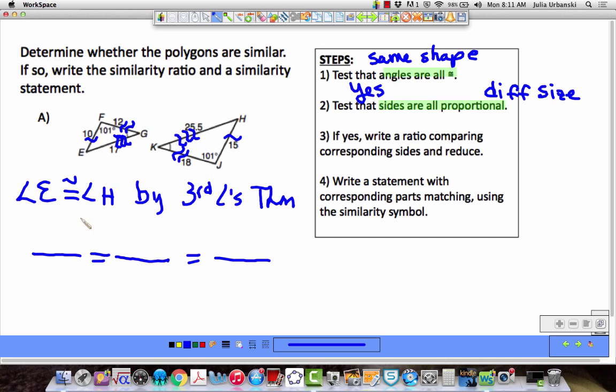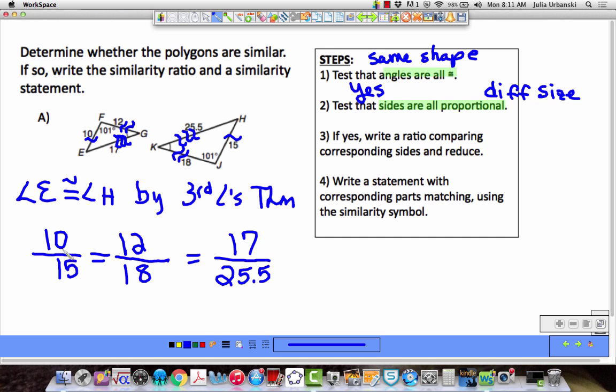So when you're going to make your ratio, you just go from least to greatest. For this first triangle, it's 10, 12, and 17. For the bottom triangle, the smallest is 15, the middle is 18, and the biggest is 25.5. Alright, we're still checking to see that all sides are proportional. These are proportional if you reduce them all and get the same numbers, or if you cross multiply them all, you get something that's equal. It's easier to just reduce them.